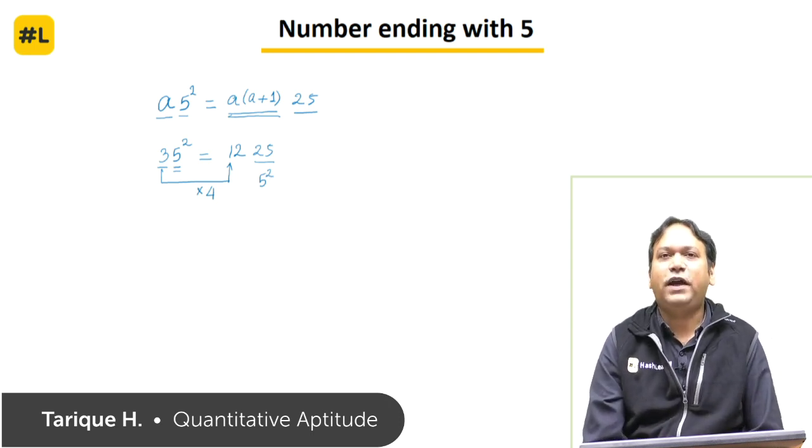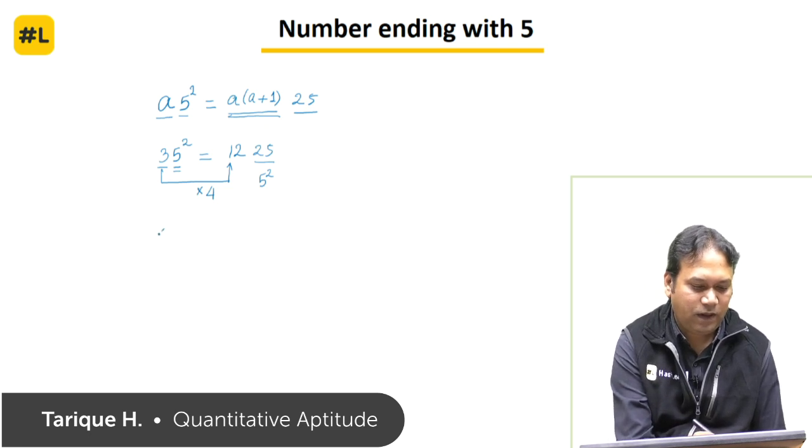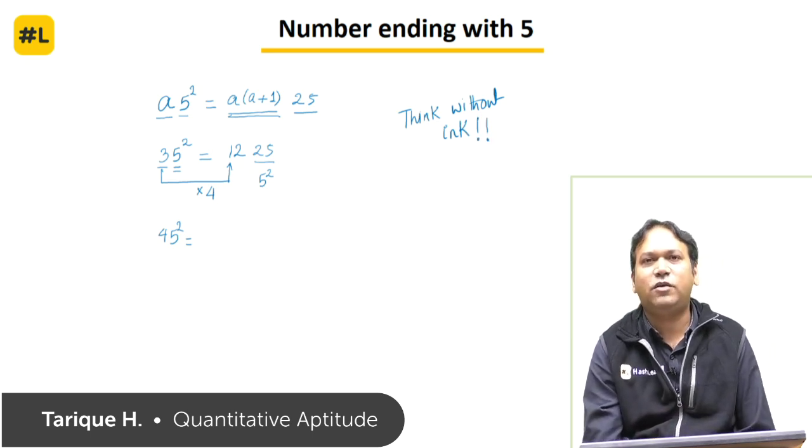So, the answer is 35 square is 1225. Let us take another number. Now, try doing in your mind, let us start thinking without ink, this is our agenda also. Think without ink. Let's calculate as much as possible without using pen and paper. Can you do the calculation in your mind?